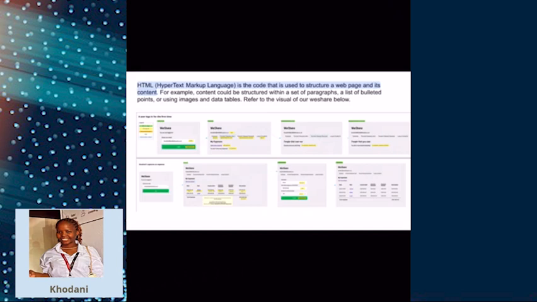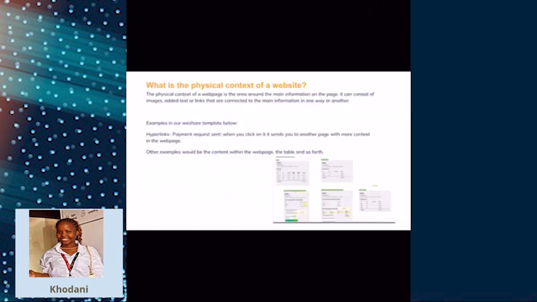For example, for us to be able to build this beautiful template down here of the website, the content needed to be structured within a set of paragraphs, a list of bulleted points, or using images and data tables. So the visual below just shows how our Weshare looked and the types of structure that we had.